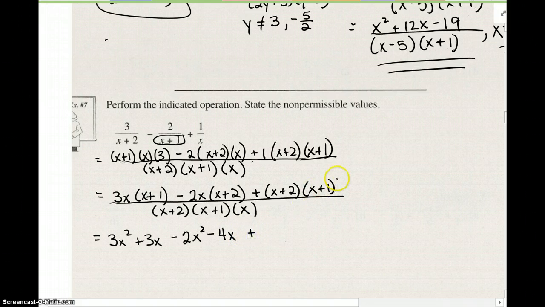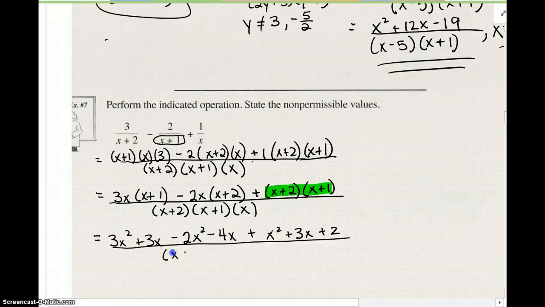And then this next section where I am right now at this point, remember I'm going to need to use FOIL. So I'm going to do it all in one step though. X squared, I end up with an x squared and a 2x squared. That gives me a 3x, sorry, not a squared, just a 3x. And I have a plus 2. Putting my denominator in again.